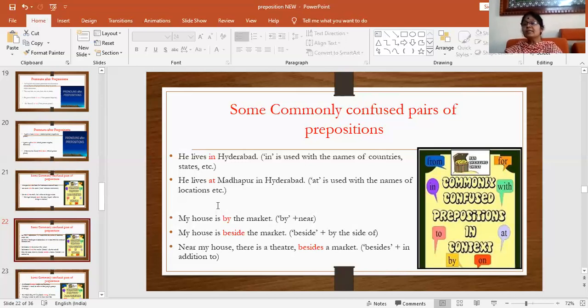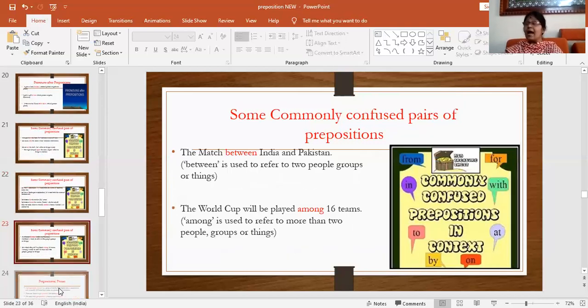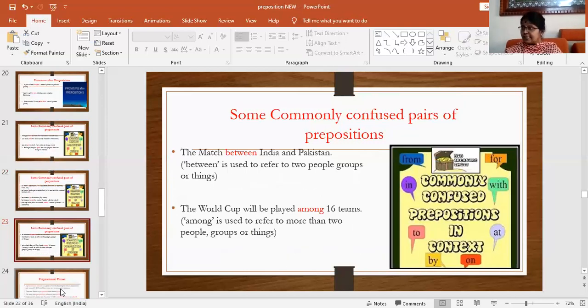Now here, when we are using besides, this means in addition to. For example, I'll tell you a better example. That is, I can speak besides English, I can speak Hindi and Telugu. So in addition to, right?